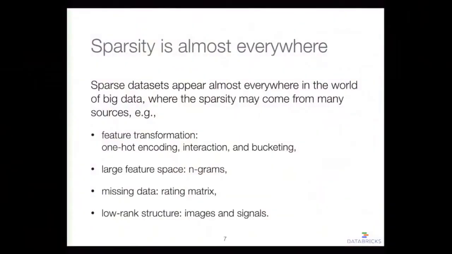For example, if you want to do feature transformation, you may want to map numerical features into categorical features, or map categorical features to numerical ones, and then you do all kinds of transformation, interaction, bucketing. If you want to process text, you work with words and n-grams, bigrams, trigrams, and they increase the feature dimension by a lot. Also, for recommendation, you're working on a huge rating matrix, millions by millions. And for other cases, you can exploit the low-rank structure. Essentially, those can all contribute to sparsity.